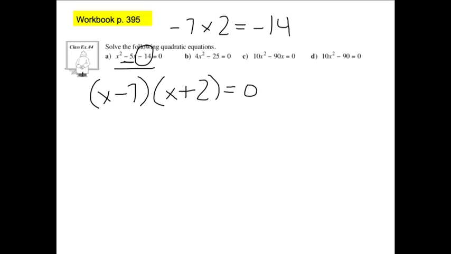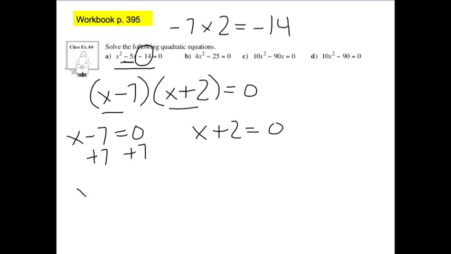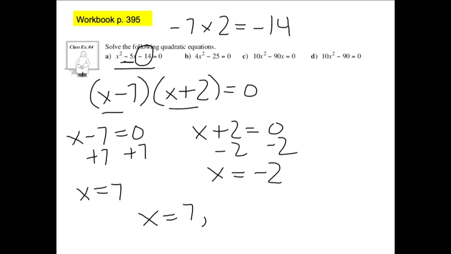Now again, we have to set each one of these brackets up separately and solve for x. So x minus 7 is equal to 0, and we've got x plus 2 is equal to 0. So add 7 over here, add 7 over here, x is equal to 7. Over here we're going to subtract 2, and we're going to subtract 2 over here, so now you have x is equal to -2. So your roots here are going to be 7 and -2.